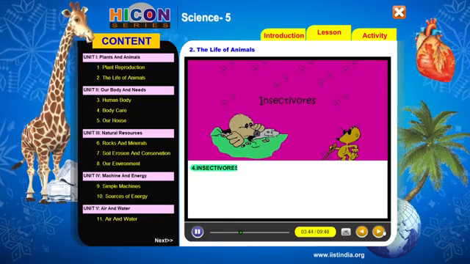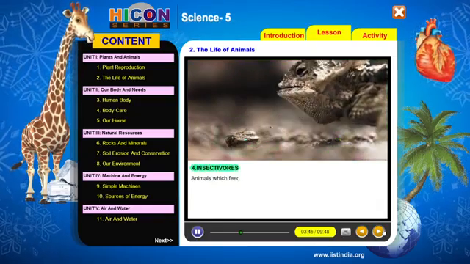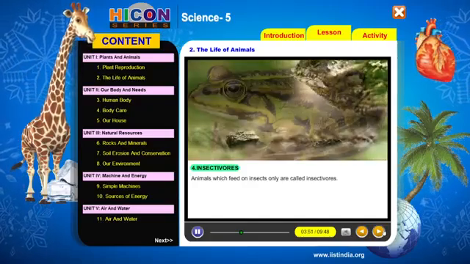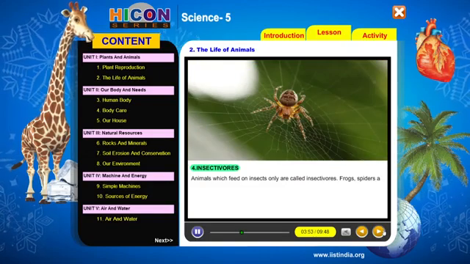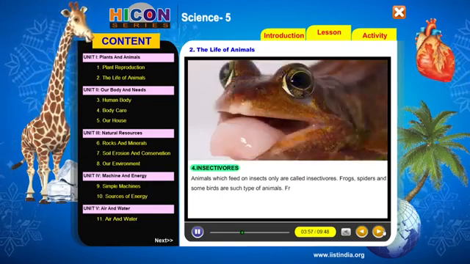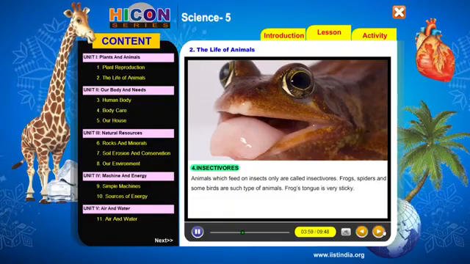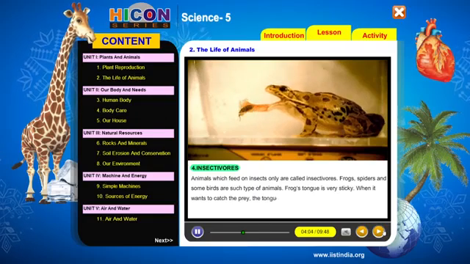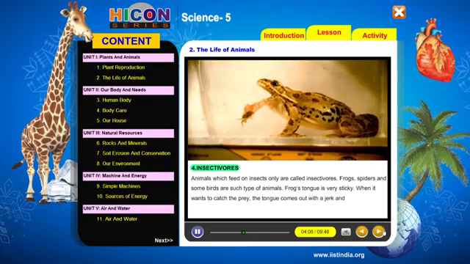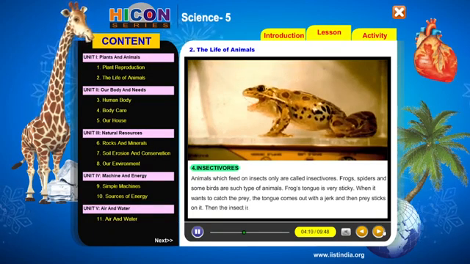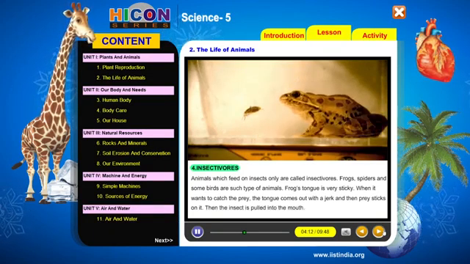4. Insectivorous. Animals which feed on insects only are called insectivorous. Frogs, spiders, and some birds are such type of animals. Frog's tongue is very sticky. When it wants to catch the prey, the tongue comes out with a jerk and then the prey sticks on it. Then the insect is pulled into the mouth.